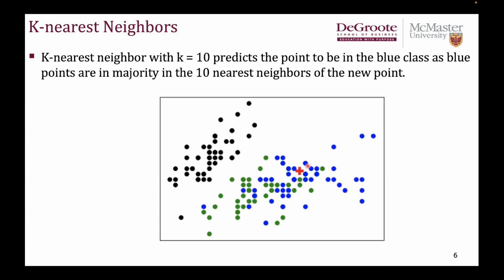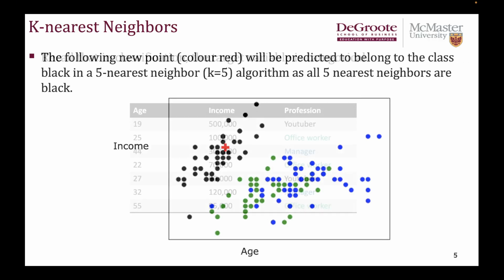So for this red cross, we're going to identify the 10 closest points. Now this time, let's say that of those 10 closest neighbors, 8 of them are blue points, and 2 of them are green points. If you look at the color coding, blue represents office worker, and green represents managers, right? So let's quickly go back to check.